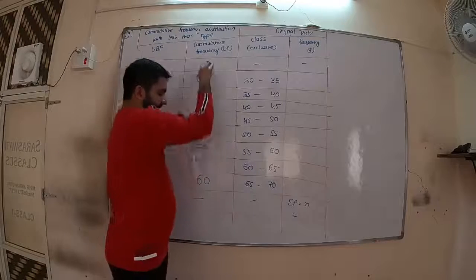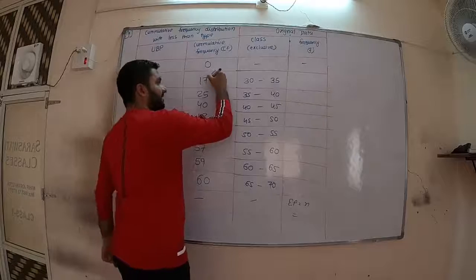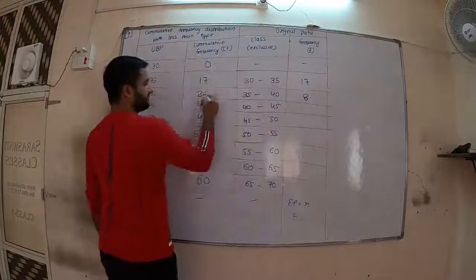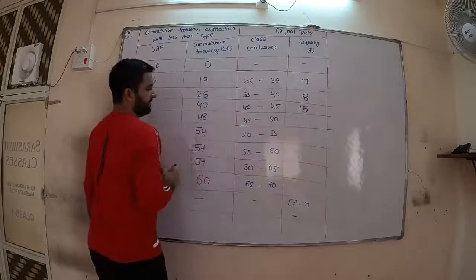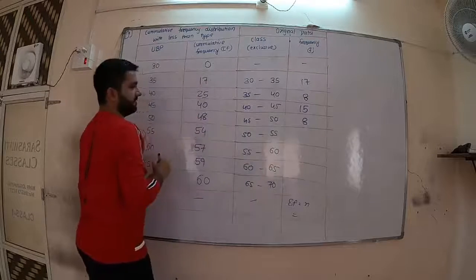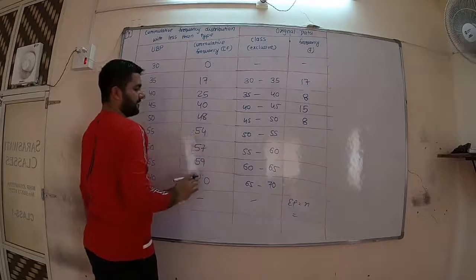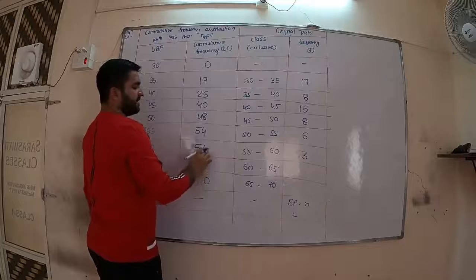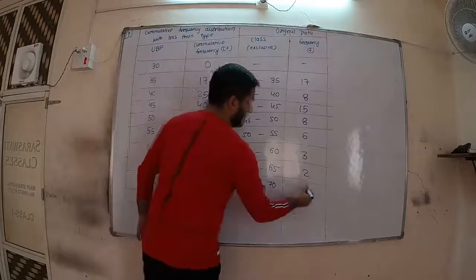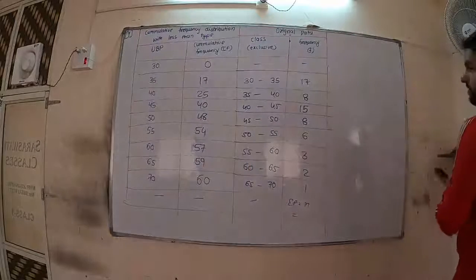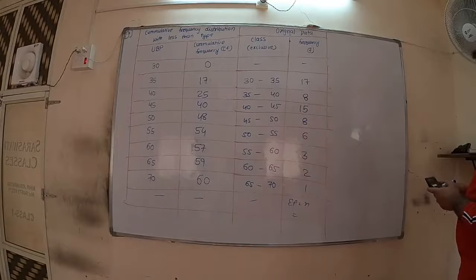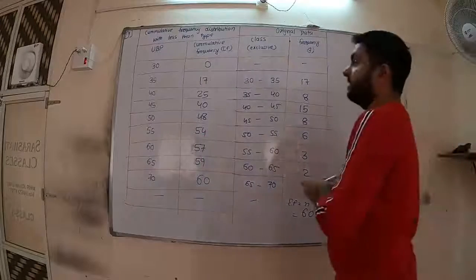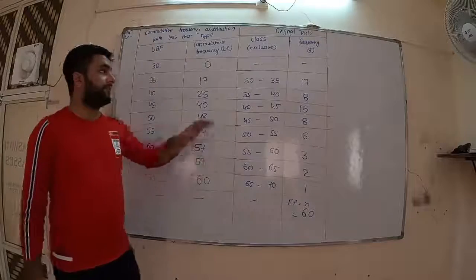But here do the opposite, because the highest value is down. So how will you solve? 17 minus 0, 17. 25 minus 17, 8. 40 minus 25, 15. 48 minus 40, 8. Then 54 minus 48, 6. 57 minus 54, 3. 59 minus 57, 2. 60 minus 59 is 1. Let us check, is it 60 or not? 17, 8, 15, 8, 6, 3, 2, 1. 60. Okay?